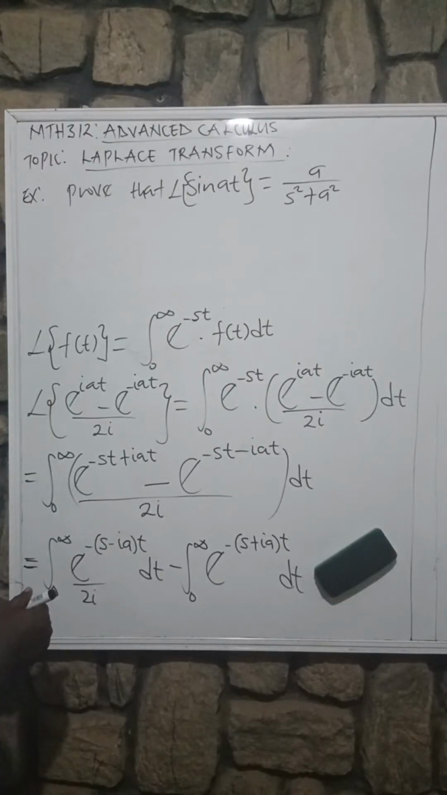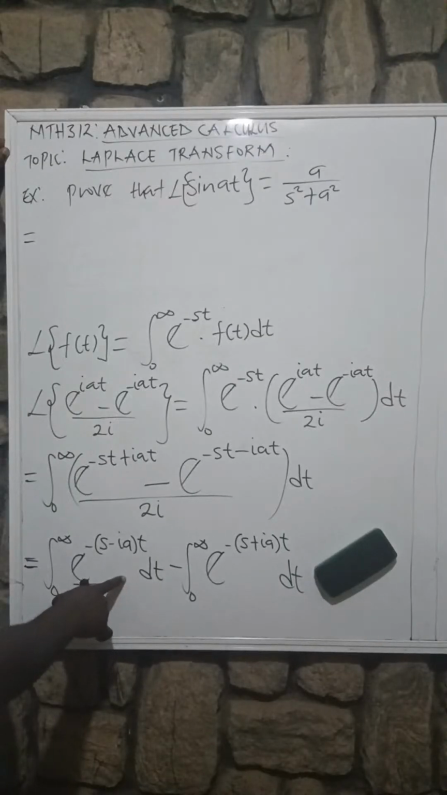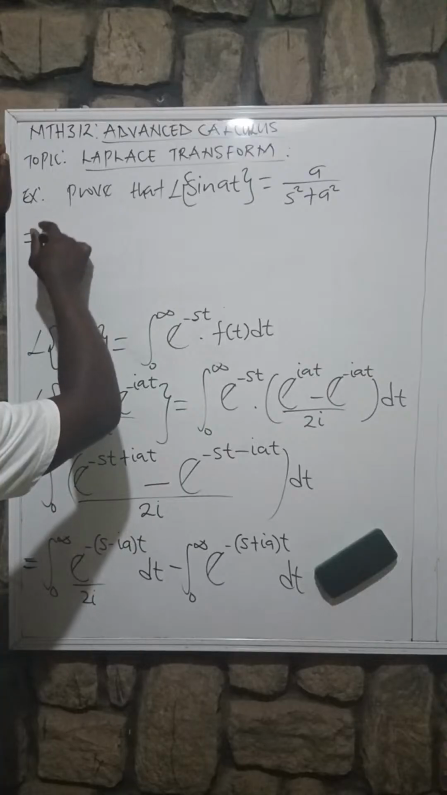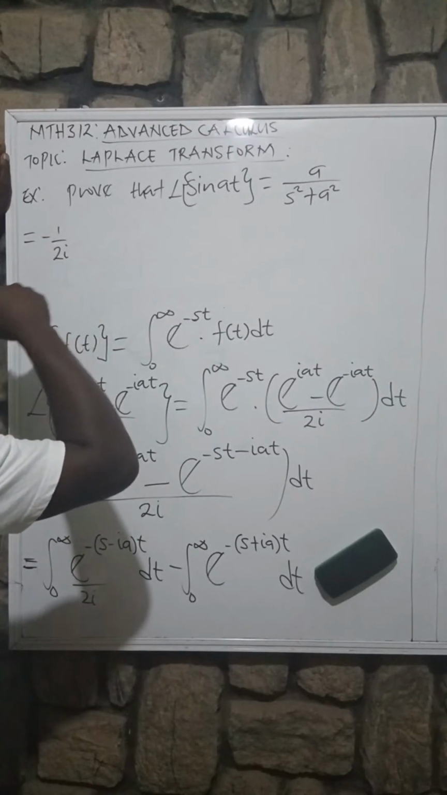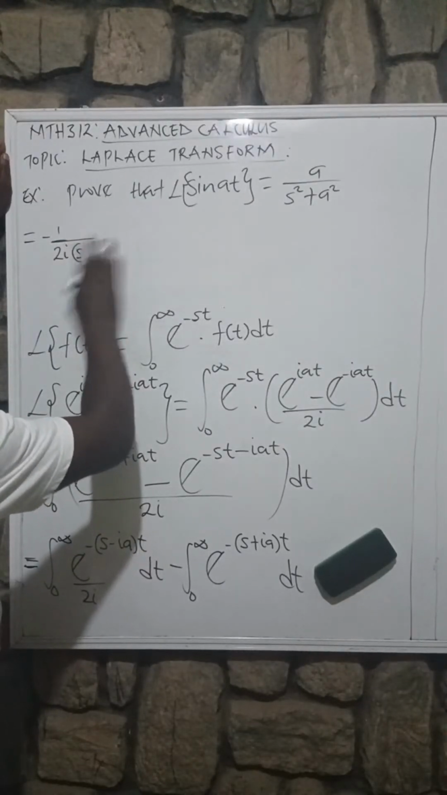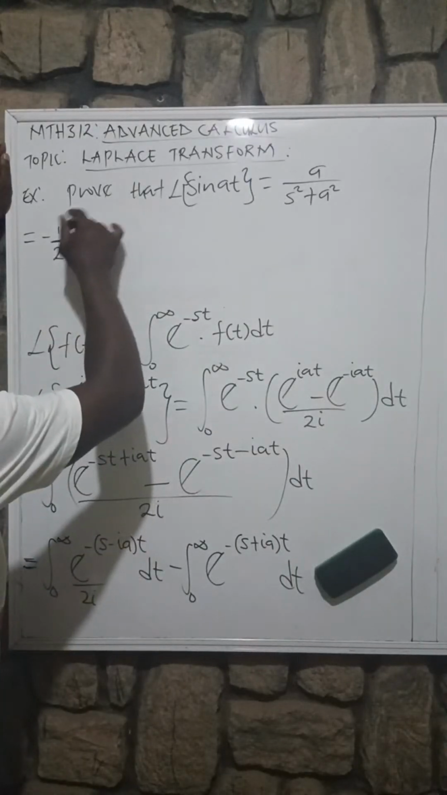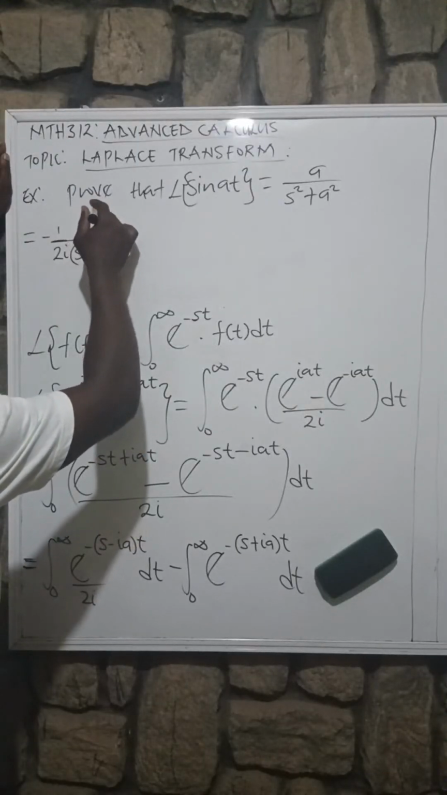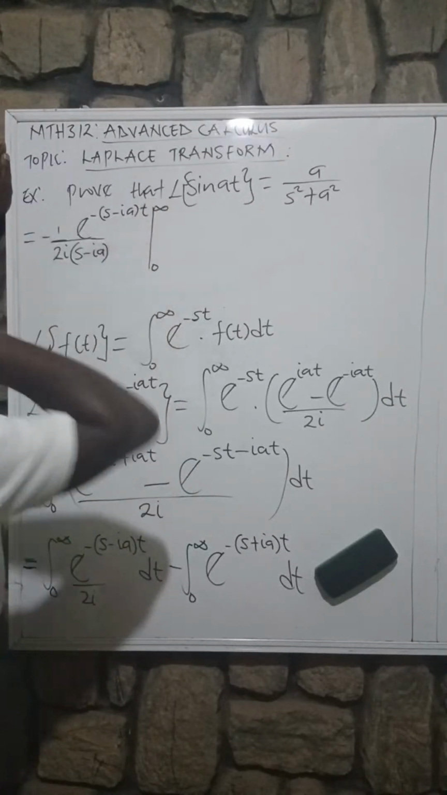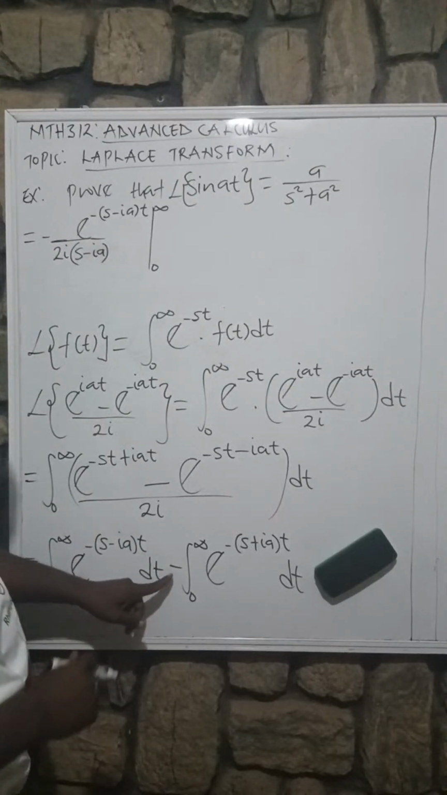So let us integrate this function. If we integrate this integral, we are going to have minus 1 all over 2i, times s minus ai, times s minus ia, then exponential minus open bracket s minus ia t, from 0 to infinity. Then this is 1, so you use this one to multiply this, it is the same thing, so this one is not necessary.